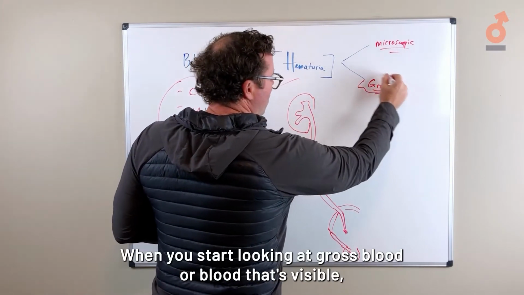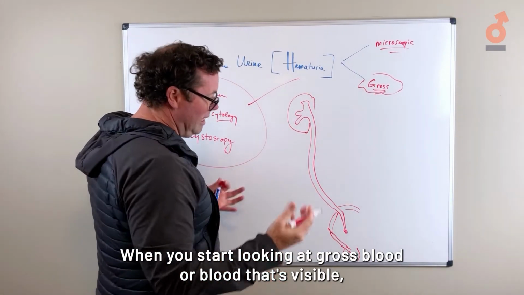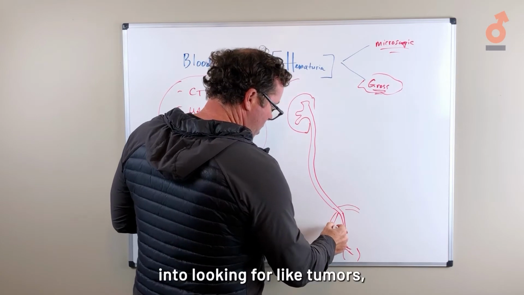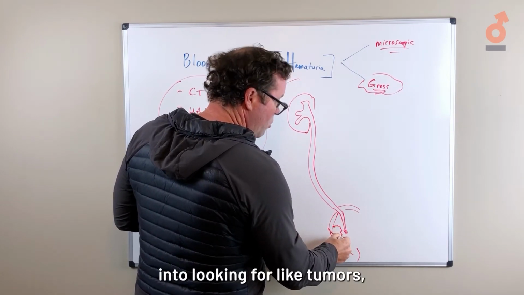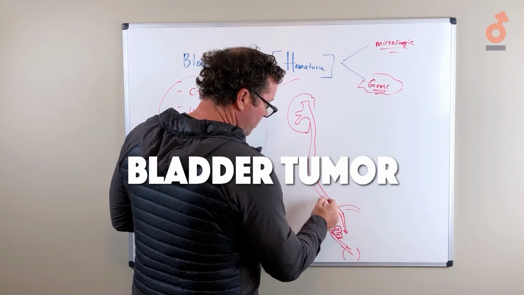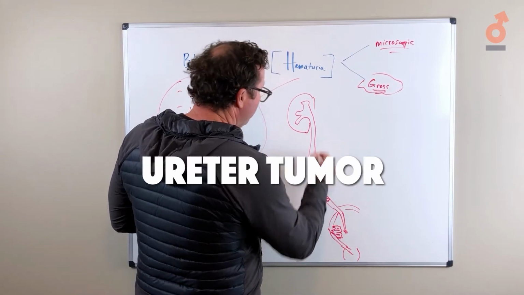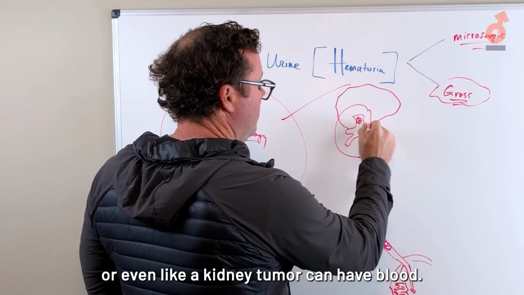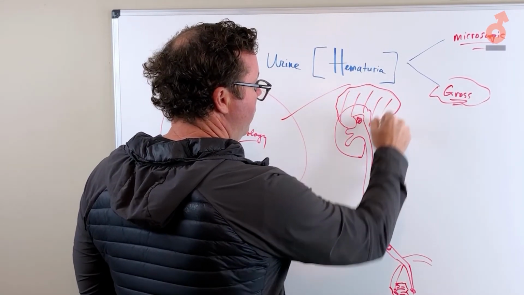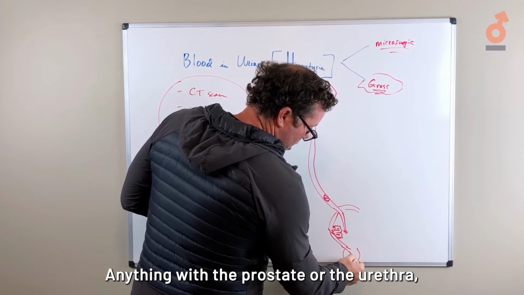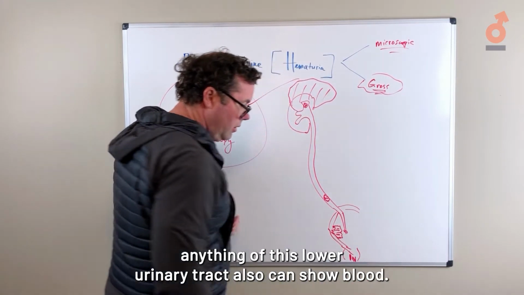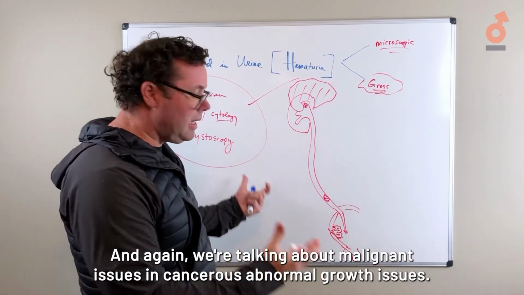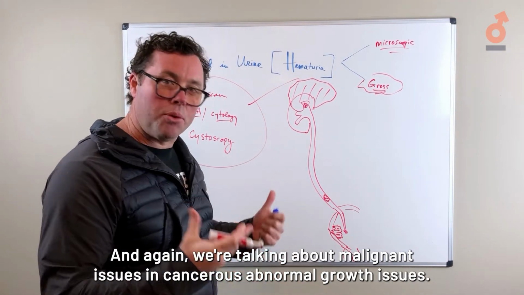Gross blood, when you start looking at gross blood or blood that's visible, then you, as a urologist, a lot of this shifts into looking for tumors, like a bladder tumor, a ureter tumor, a kidney pelvic tumor, or even a kidney tumor can have blood. Anything with the prostate or the urethra, anything of this lower urinary tract also can show blood. And again, we're talking about malignant issues and cancerous abnormal growth issues.